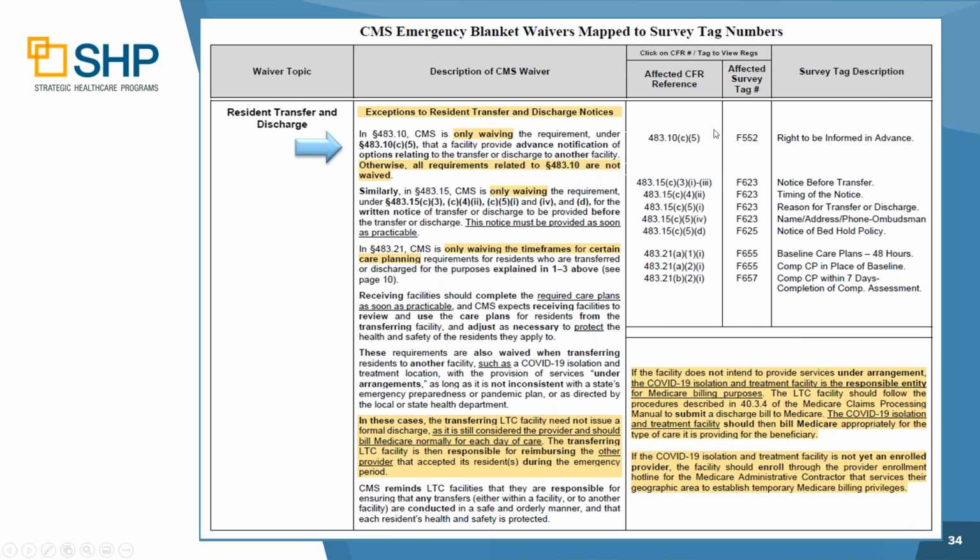So what are they waiving here? The right to be informed in advance, tag number 552. So what we did is we took all of those references and identified the tag. Now, it's important to note, and Greg mentioned this earlier, this waiver is only specific to 483.10(c)(5). Only part of 483.10 is waived: tag 552, and only that part, which is the right to be informed in advance. So all of those notice requirements of 30 days, 24 hours, those are waived, but you still must provide the information. You don't have to provide it in advance, but you still must provide it.